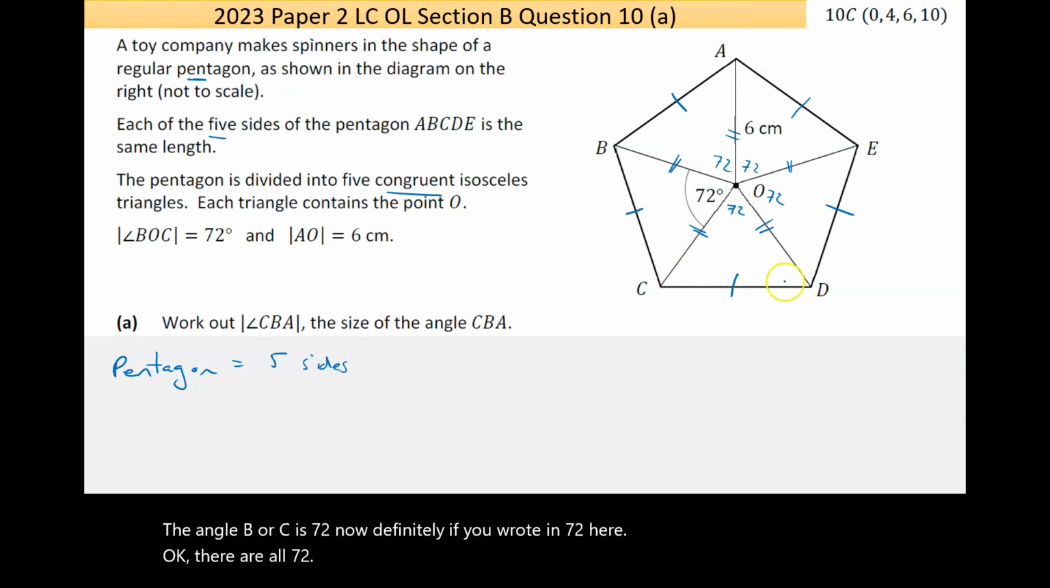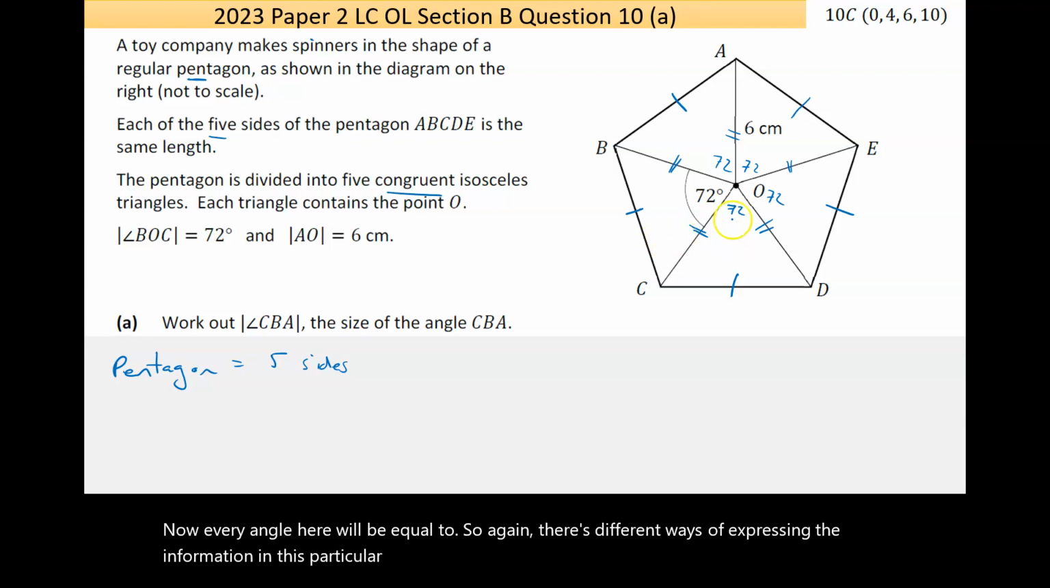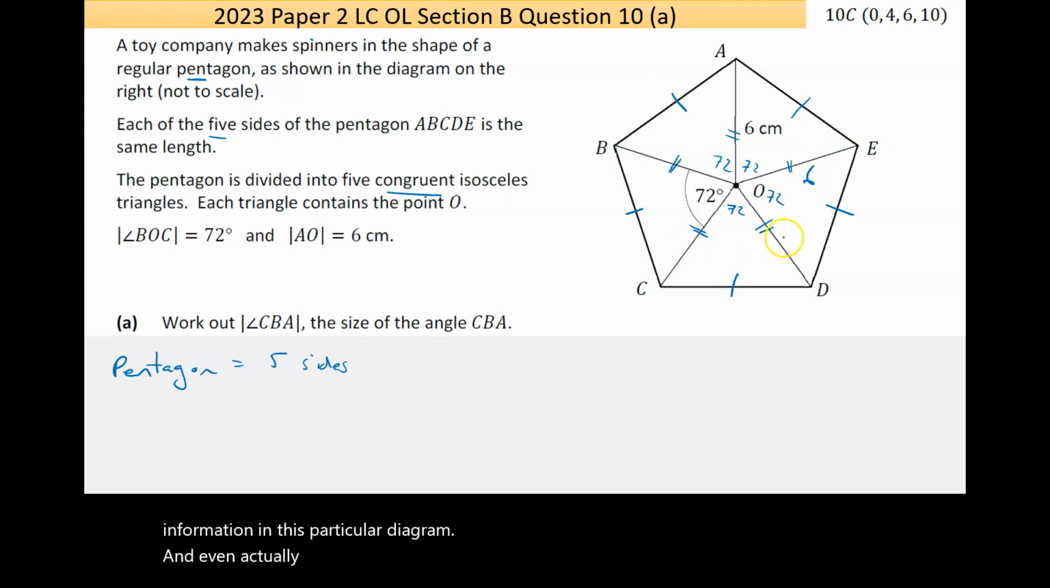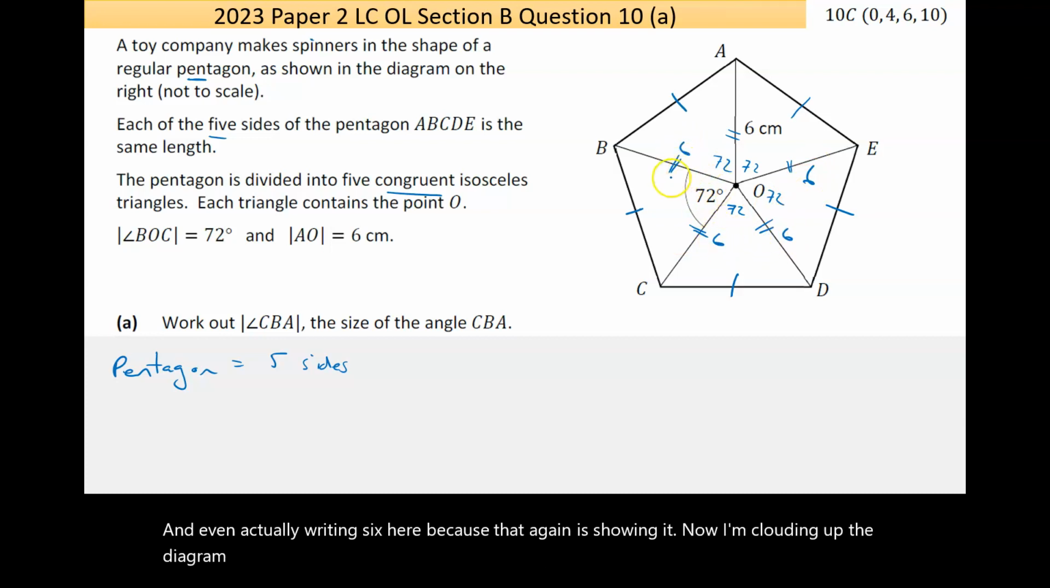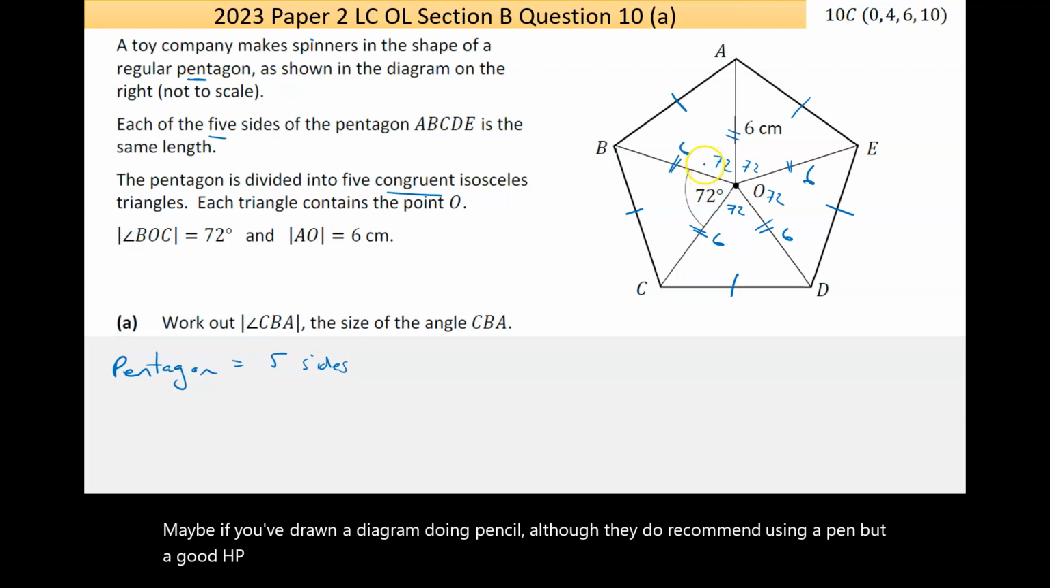Now every angle here will be equal to. So again, there's different ways of expressing the information in this particular diagram. And even actually writing 6 here, because that again is showing it. Now I'm clouding up the diagram here. The problem with something like this is sometimes if you do wrong things on it, it's very hard to unsee the wrongness. Maybe if you're drawing a diagram, do it in pencil, although they do recommend using a pen. But a good HB pencil, the scanners will pick up.